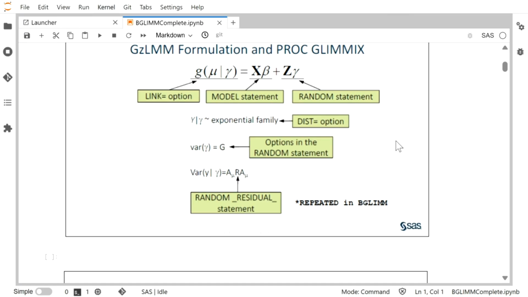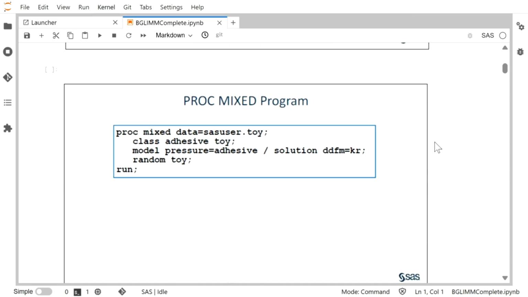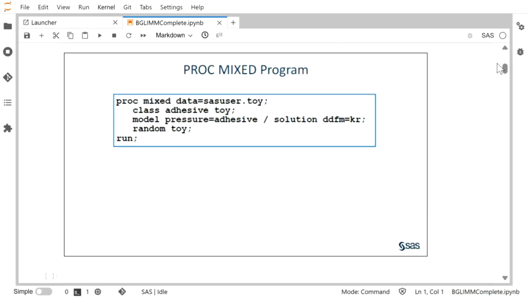Speaking of PROC MIXED, let's look at a sample PROC MIXED program. We have a toy company that has toys that have to be put together at 3 specific locations. And we have 3 different adhesives: adhesive A, adhesive B, and adhesive C. Of course, when you give a child a toy, what's the first thing they try to do? They break the toy, right? Or at least they try to break the toy. Don't know why that happens. But the idea here is they want to figure out what is going to be the best adhesive to use.